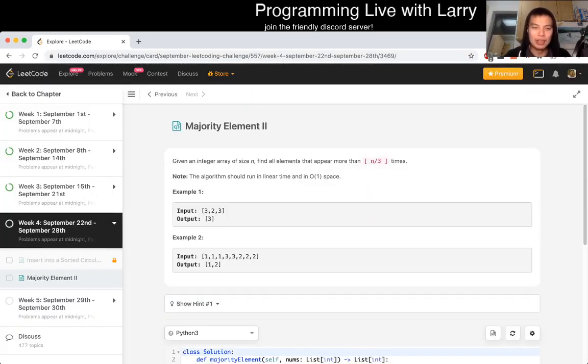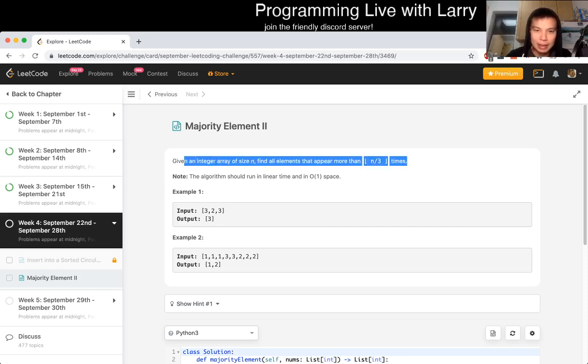Majority Element 2. Okay, I guess it's probably similar to the first one with the Boyer-Moore algorithm. That's what I'm going to guess.